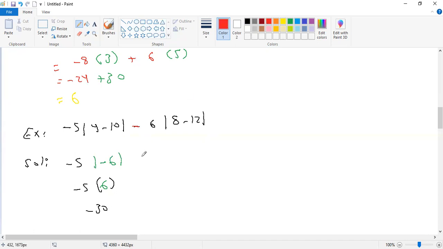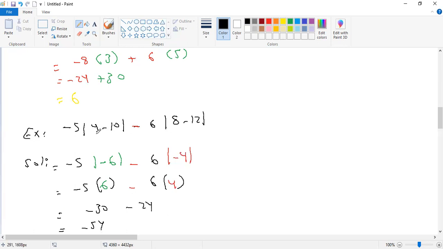Then 8 minus 12 is equal to negative 4. So I have the absolute value of negative 4, which is equal to 4. But before the absolute value I have 6, and we have a minus. So minus 6 multiplied by 4 is minus 24. So now the final answer is negative 54.